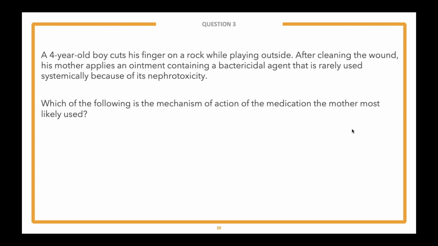Excellent. Looks like we've got some responses coming in here. Some people saying it's a 3-step or a 2-step question, and Ari will walk us through that in a little bit. So let's read the stem together. A 4-year-old boy cuts his finger on a rock while playing outside. After cleaning the wound, his mother applies an ointment containing a bactericidal agent that is rarely used systemically because of its nephrotoxicity. Which of the following is the mechanism of action of the medication the mother most likely used? Ari.